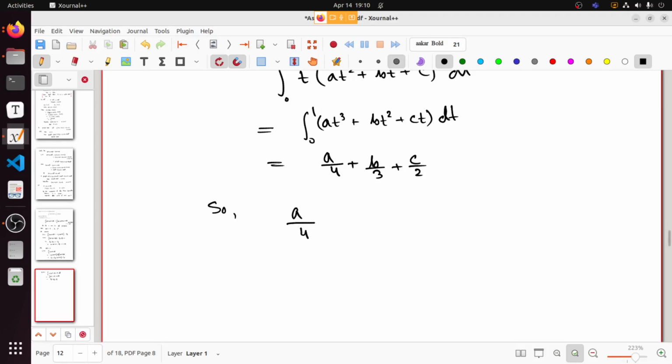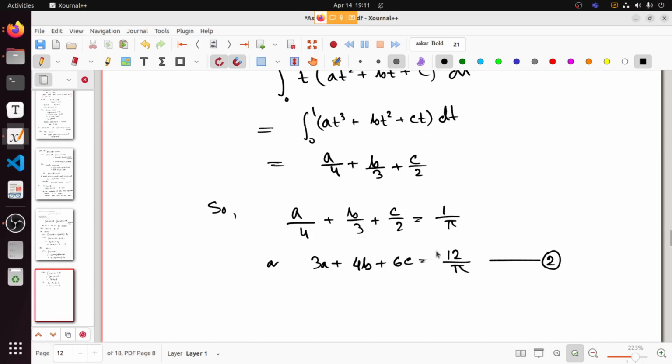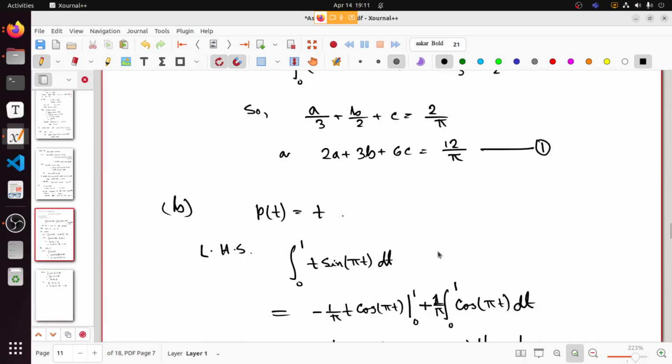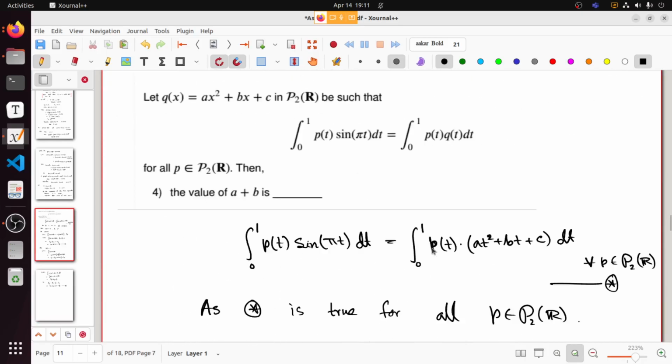a/4 + b/3 + c/2 equals 1/pi, or what you will get, if you multiply by 12, you will get 3a + 4b + 6c equals 12/pi, right? So this you will get equation 2. Now again you have to put p(t) equals t², right?